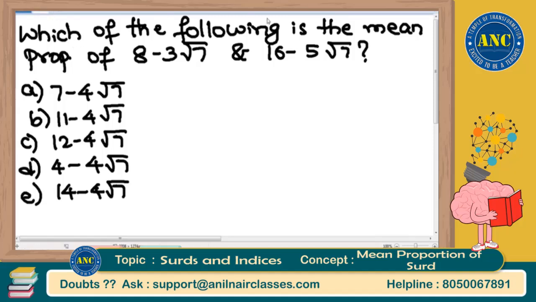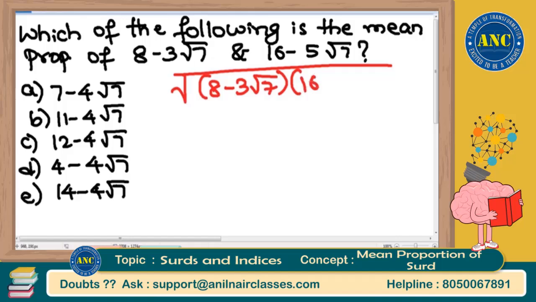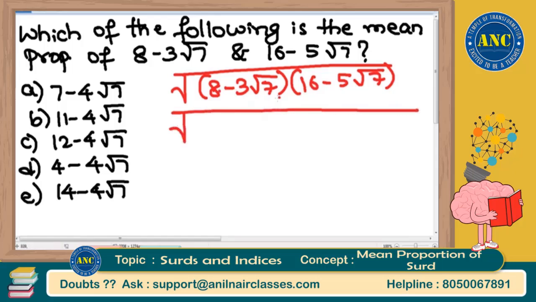Mean proportion of A and B is nothing but square root of A into B. Square root of (8 minus 3 root 7) into (16 minus 5 root 7). If I simplify inside the bracket, 8 into 16 is 128, 8 into minus 5 root 7 is minus 40 root 7, minus 3 root 7 into 16 is minus 48 root 7, and minus 3 into minus 5 is 15, root 7 into root 7 is 7, 15 into 7 is 105.